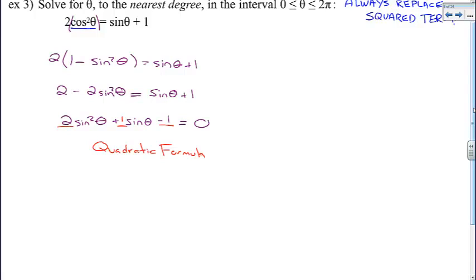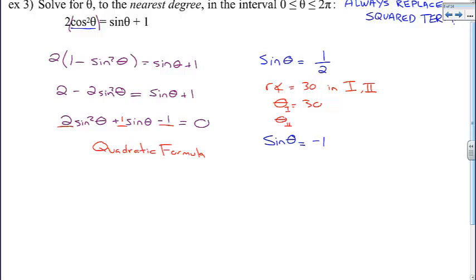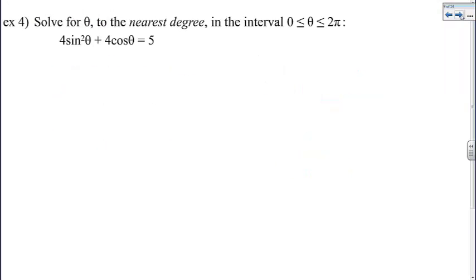Now I'm in standard quadratic form, and I can use my quadratic formula. Once again, if I use the quadratic formula, I come out to two values for sine of theta. Sine theta equal to 1/2 gives a reference angle of 30 degrees in quadrant 1 and 2, giving you angle values of theta in 1 of 30 and theta in 2 of 150 degrees. Sine of theta equal to -1 will simply give you a theta in 3 equal to -270 degrees.